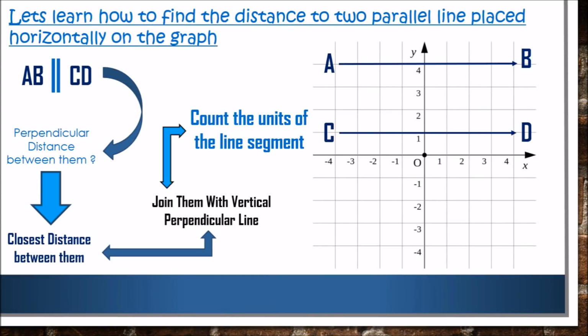But if our parallel lines are horizontal, in order to find out the perpendicular distance between them, we have to join these two horizontal parallel lines with help of a vertical perpendicular line. It means we have to join these two lines with help of a straight vertical line which intersects lines AB and CD at a 90-degree angle. So let's draw our line. So this is our line, and the name of the line is EF. So this line EF intersects the lines AB and CD at a 90-degree angle.